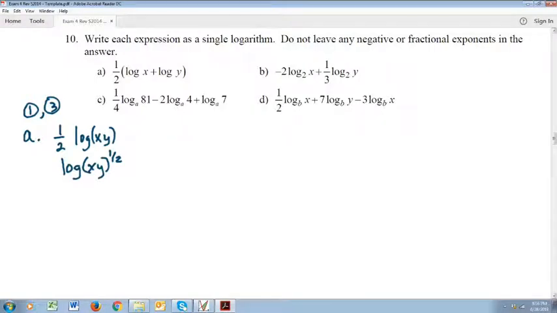And remember, anything to the 1/2 is a square root. And everything inside the parentheses goes under the radical. So that's it for A.